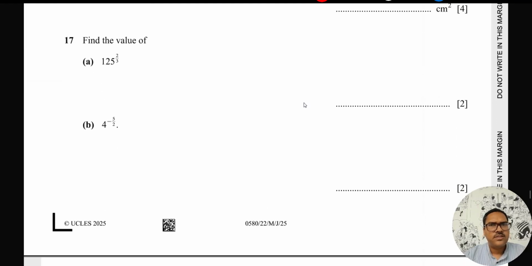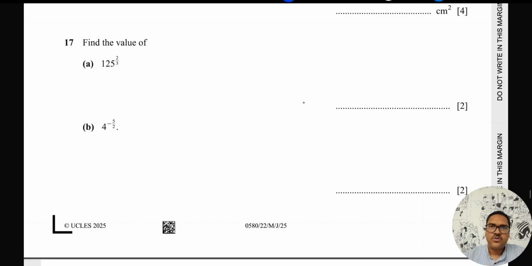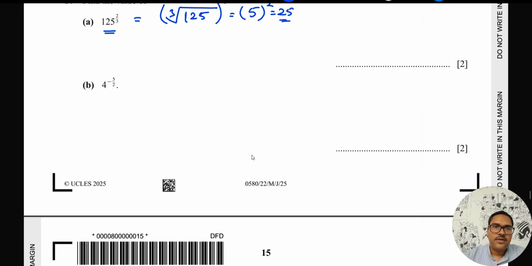Now let's move to the next question. These are pretty easy, simple questions based on simple formulas. We have to find this value. Now what is this? This is 125 raised to 2 by 3. So I can say this is the cube root of 125 raised to 2. Correct. Now we know the cube root of 125 is 5. So this is 5 square, which is equal to 25.